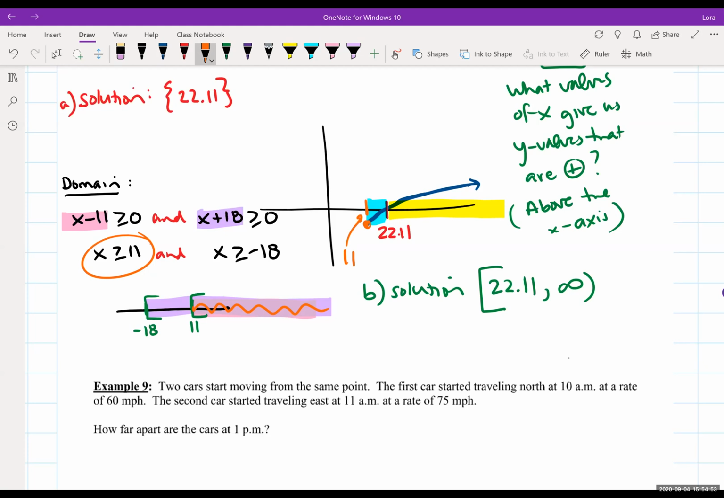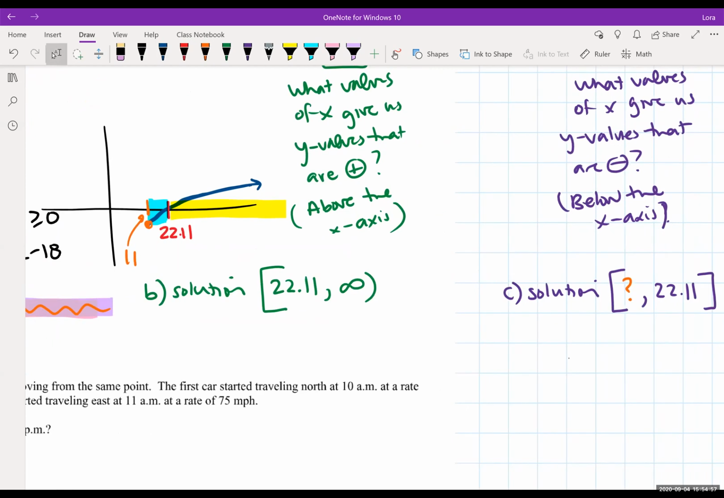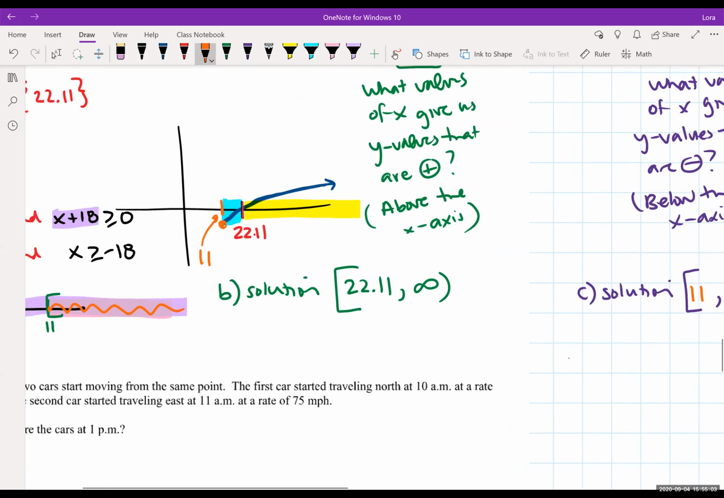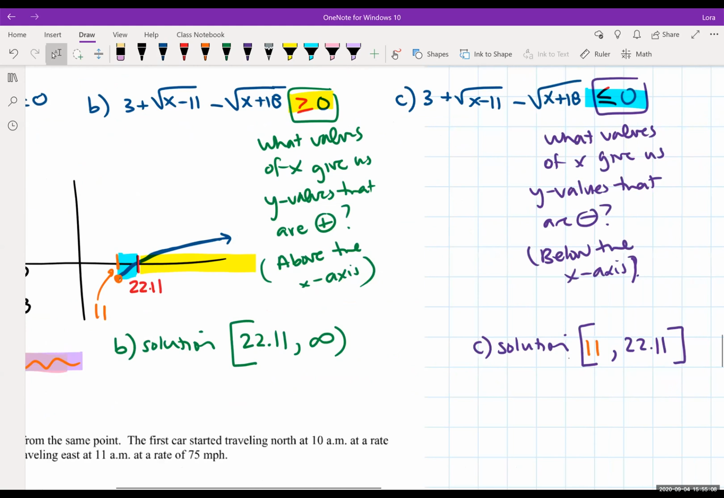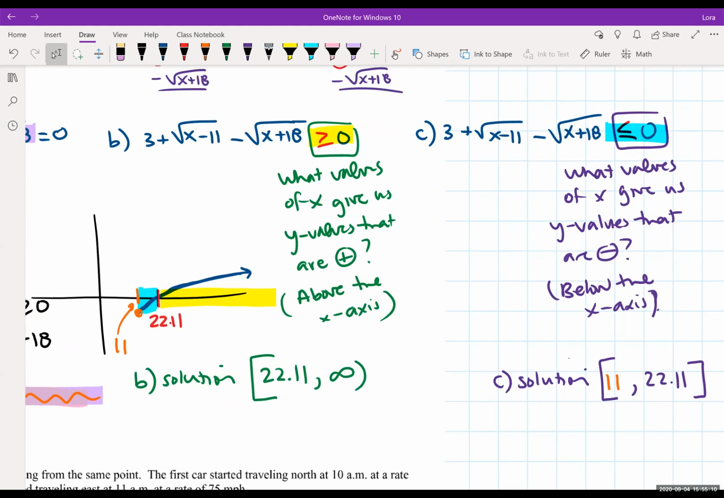So now we can modify this. Let's go back to the solution. That question mark right there is actually equal to 11. So now we have our solution for when the graph is less than or equal to 0. It's in the turquoise region. It goes from 11 to 22.1. Both boundary points are included.